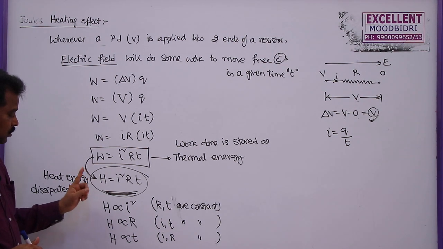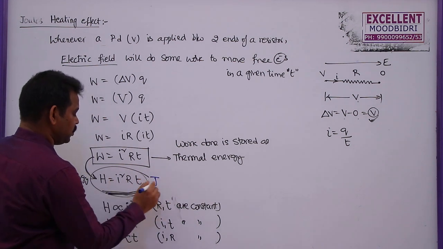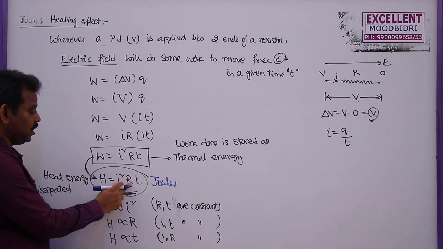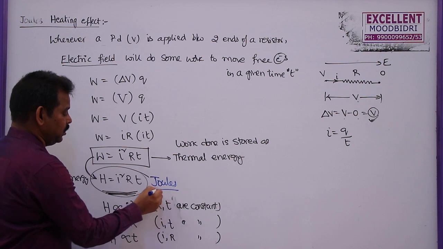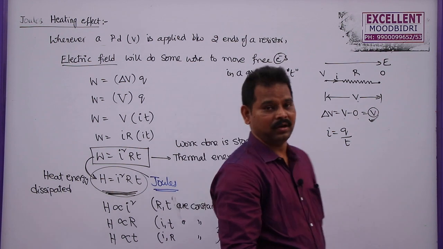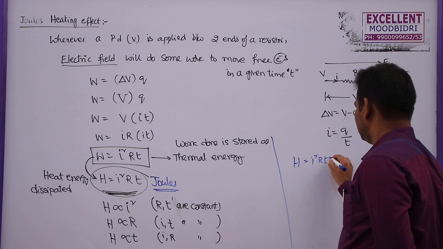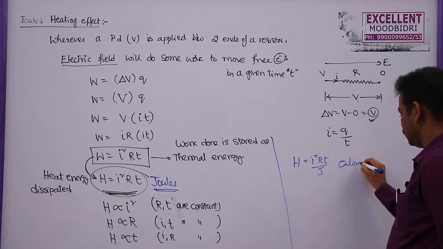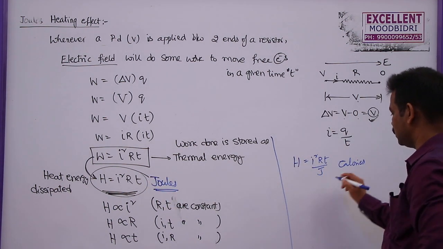If you want to find the heat in joules, you can use this formula, H is equal to I squared Rt. Why? Because I is the current in amperes, R is the resistance in ohms, and t is the time in seconds. So if you multiply these, you will get the heat energy in joules only. But in general, heat is measured in calories. That's why you can write this equation as H is equal to I squared Rt by J. If you write this, then you will get the heat in calories. If you know the heat energy produced in joules, just divide by J, and you will get it in calories.